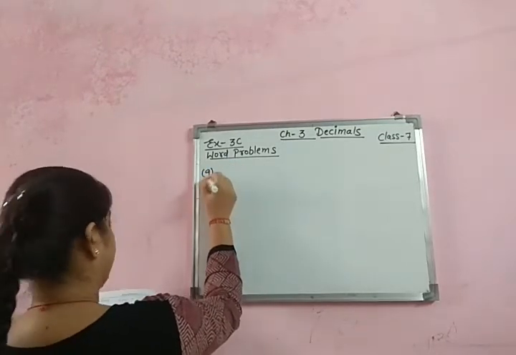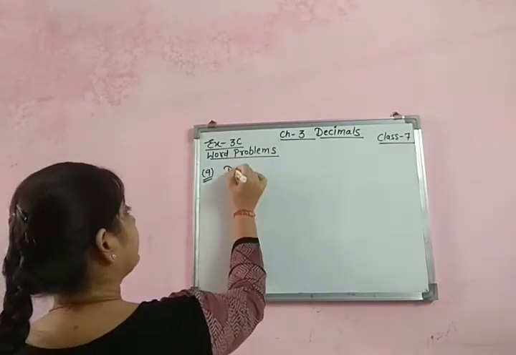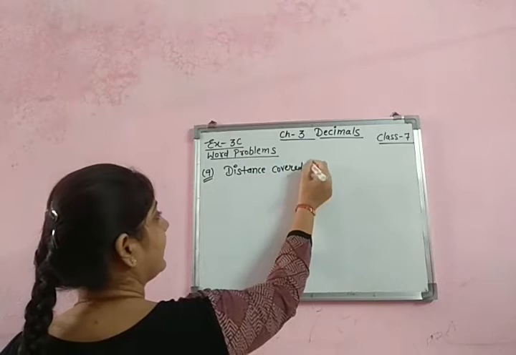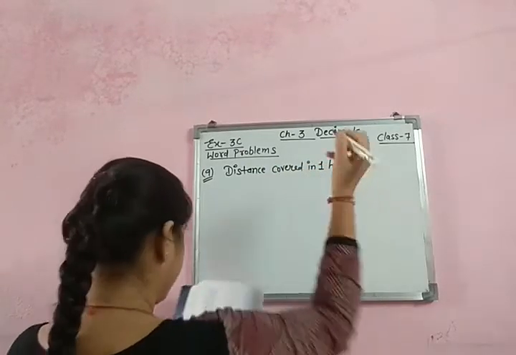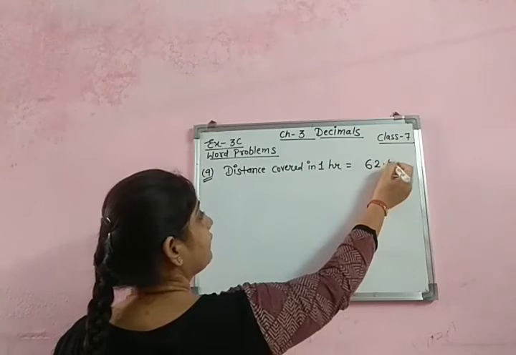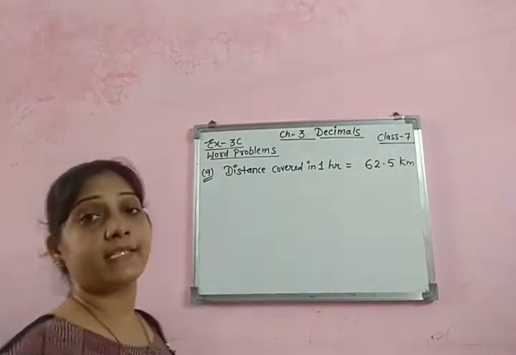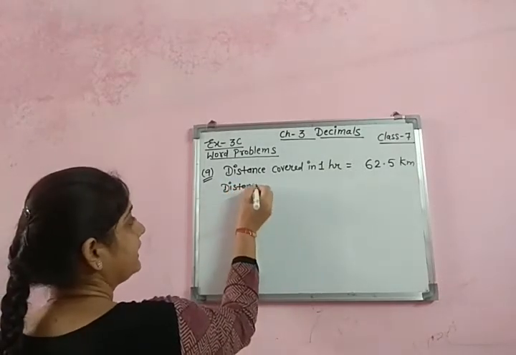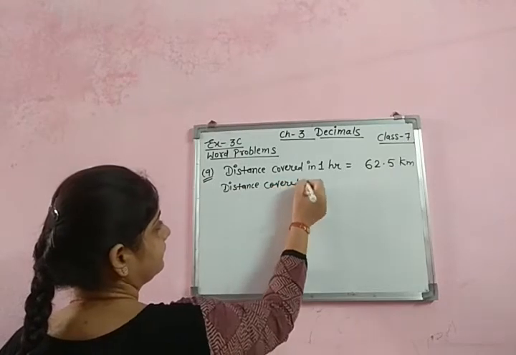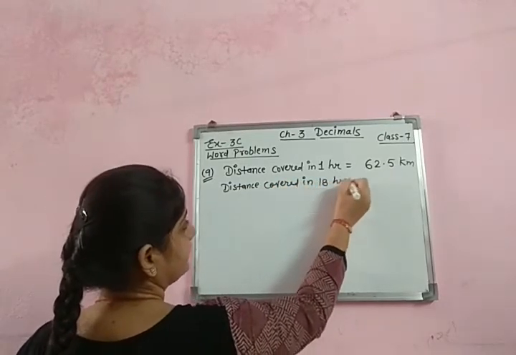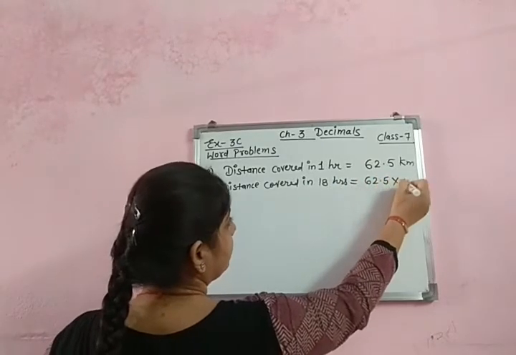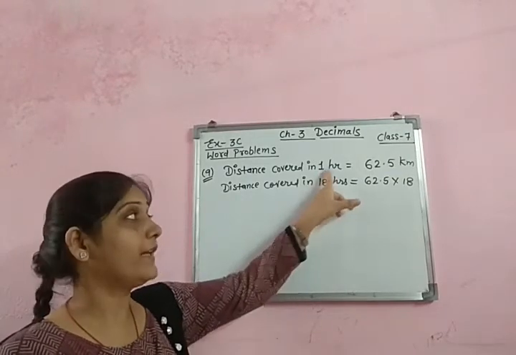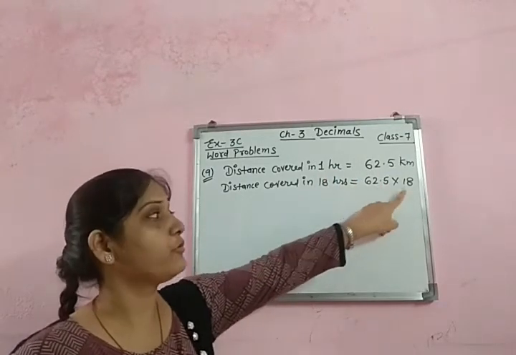Question number 9. Distance covered. I'm writing with a statement. Distance covered in 1 hour. How much distance covered? 62.5 kilometers. This is the distance which is covered in 1 hour. Now we want to find the distance covered in 18 hours. So we should multiply 62.5 into 18. Just look at that. This is 1 and this is 18. So we are finding for more. For 1 it is given. We are finding for more, so we have to multiply.